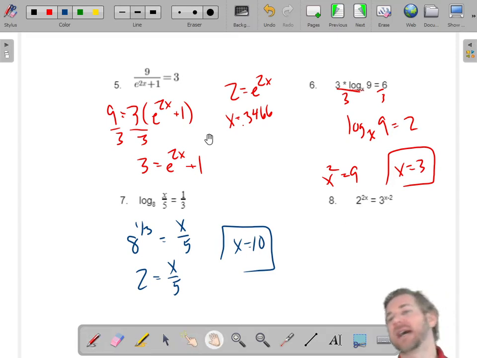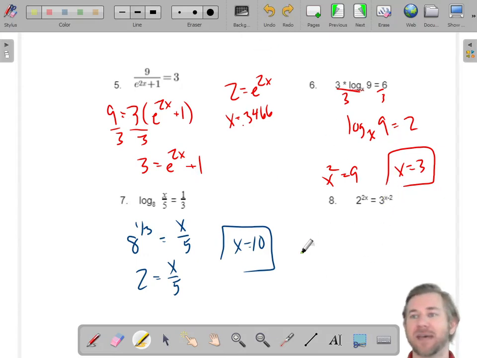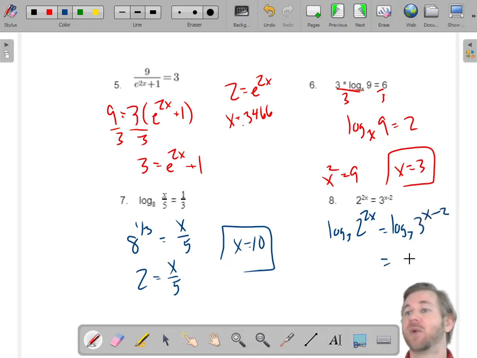So when you do these, I've gone both ways. I think the better way to do it is to pick the ugly base. If you have an exponent that's messy, that's the base I'm going to try. So I'm going to do the base 3 log of both sides. They have different bases, so this is all you can do. Base 3 log of 3 to the x minus 2. Now on the right, you get x minus 2.